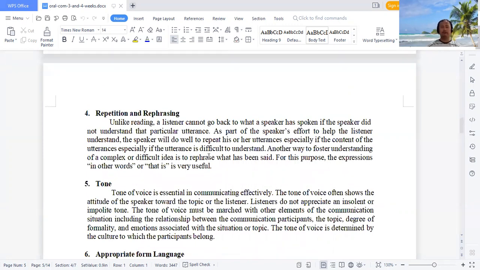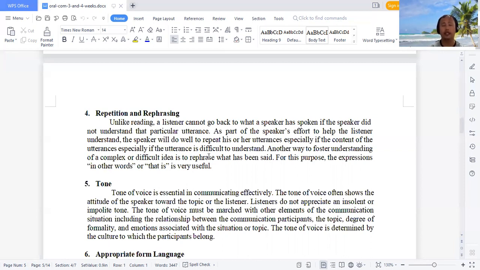Unlike reading, a listener cannot go back to what a speaker has spoken if the listener did not understand the particular utterance. As part of the speaker's effort to help the listener understand, the speaker will do well to repeat. That is why if your teacher asks you, Claude, do you understand my topic? Do you understand our lesson? No, ma'am. Okay, I'm going to repeat. Claude, do you understand my lesson? Yes, ma'am. Okay, thank you so much.